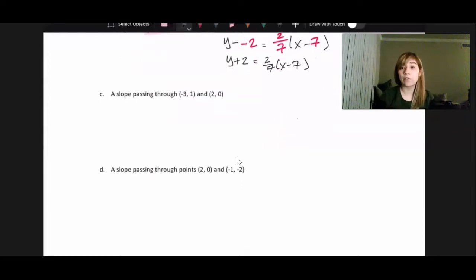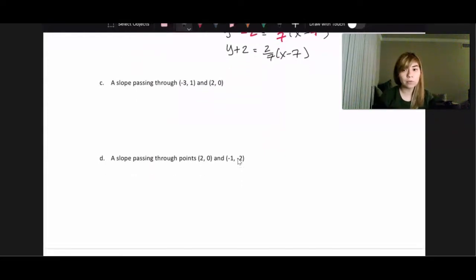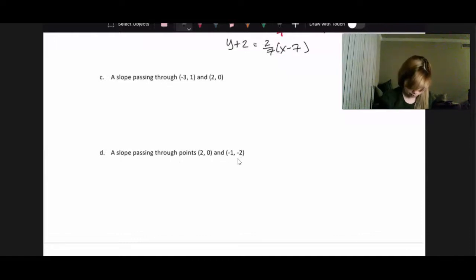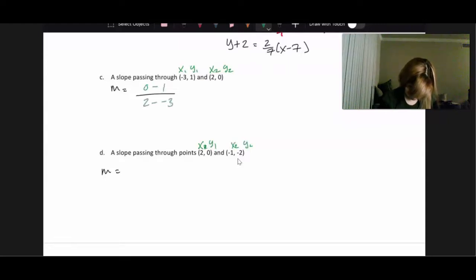And you'll do the same thing over and over for the next example, so I suggest doing these on your own to practice. But the only difference for part C and D is they don't give us a gradient, so we have to figure it out using point slope form, or using the slope formula. So I'm just going to label my points and then plug them in really quick. y2 minus y1 over x2 minus x1.